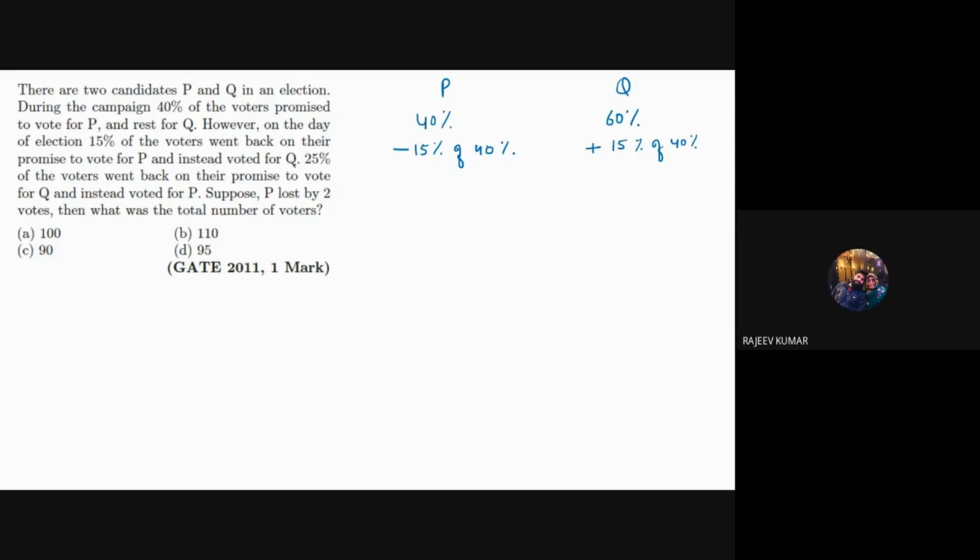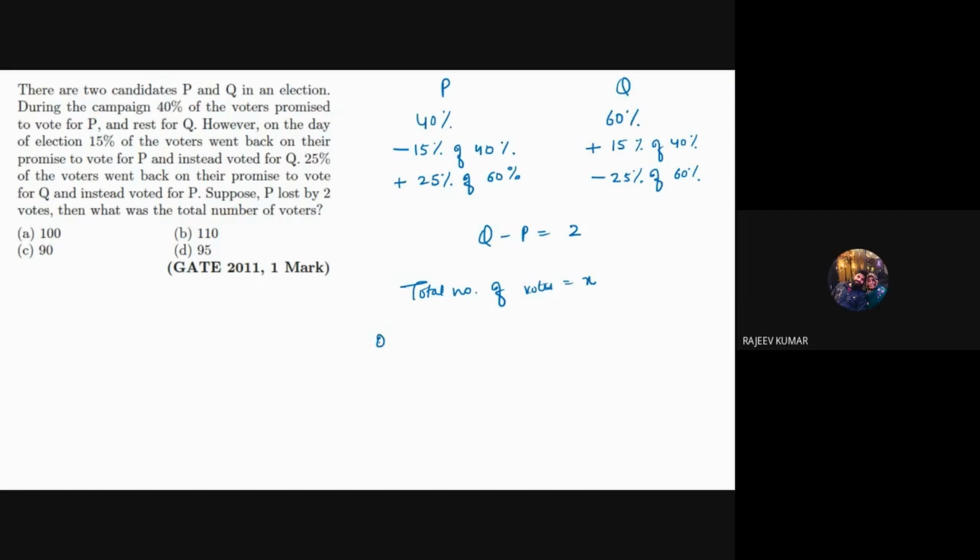Similarly, 25% of the voters went back on their promise to vote for Q. So minus 25% of 60%. They went back and they added up over here, 25% of 60%. Right? Now suppose P lost by 2 votes. So at the end you have been given that Q minus P equals 2. What was the total number of voters that you are supposed to find out? So 40% of X, 60% of X, you can assume the total number of votes to be X.